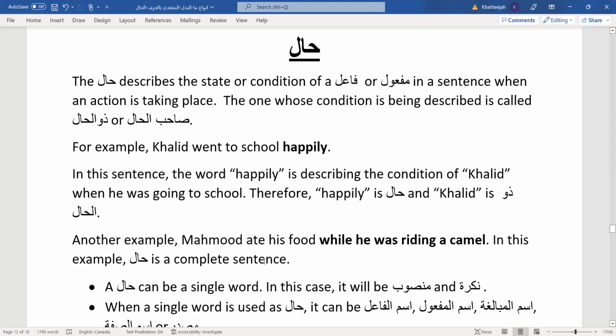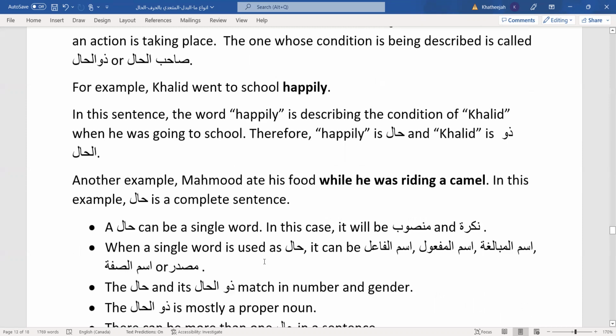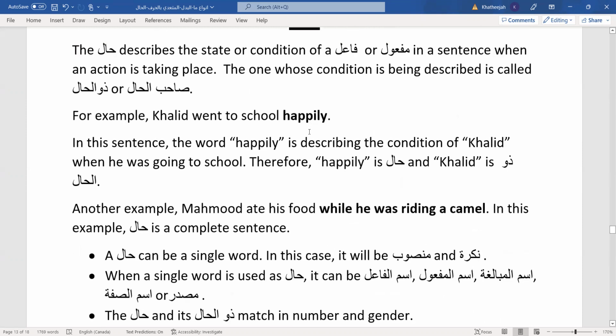And the same is true for Arabic. Sometimes a sentence, a jumla, is used to describe the condition of hal. And on other occasions, a single word is used to describe the state of Dhul Hal. So we go in detail regarding what are the conditions regarding using a single word as hal.